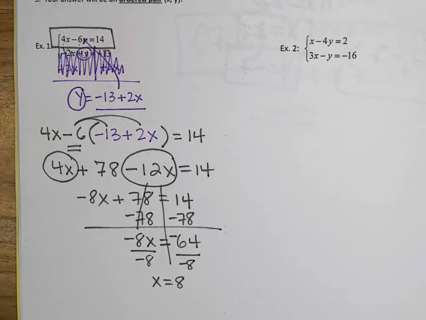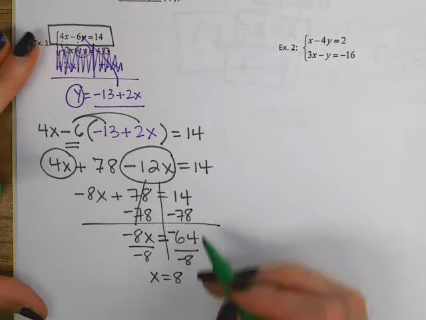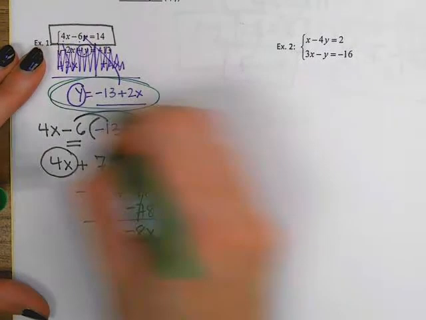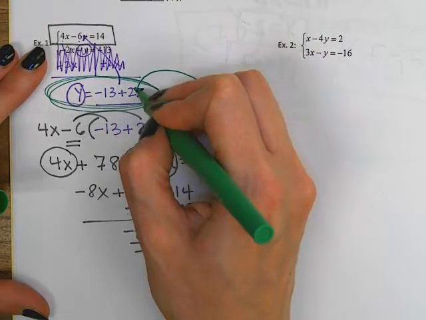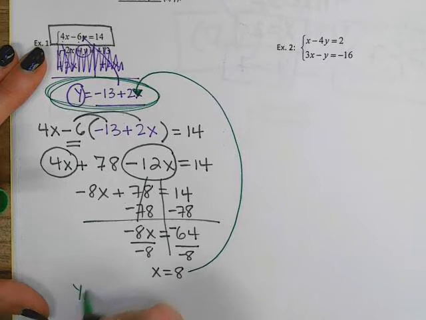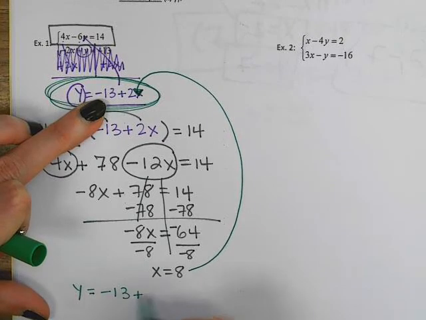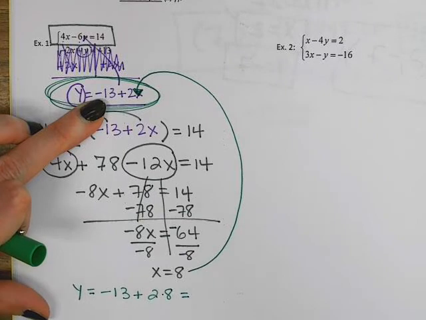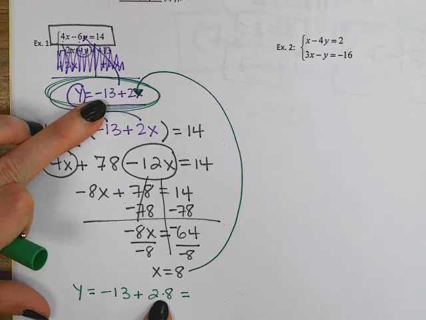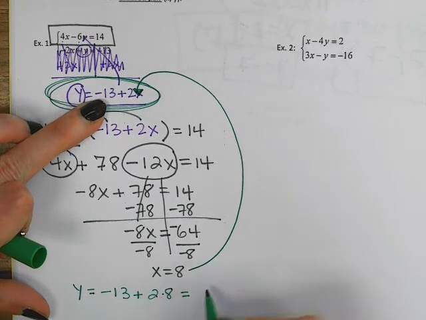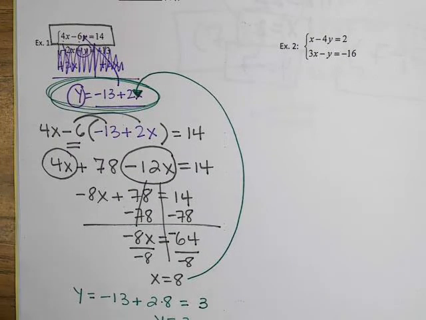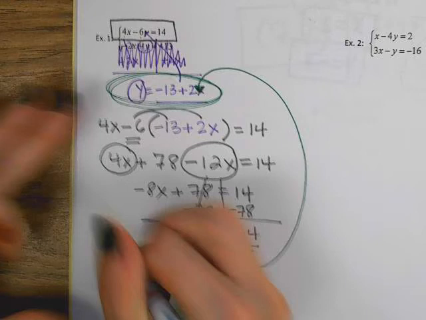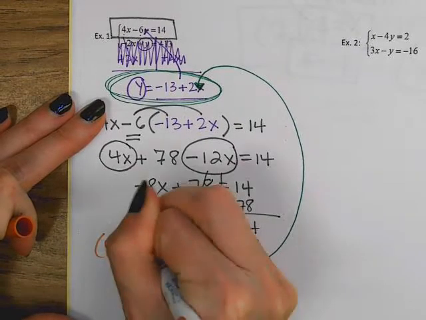And now you have to find y. And I would plug it into the one where the variable was alone. If x is 8, let's plug in 8 for x. And y is going to be negative 13 plus 2 times 8. And negative 13 plus 2 times 8, that's negative 13 plus 16, so that's y equals 3. And then the final answer as an ordered pair is (8, 3).